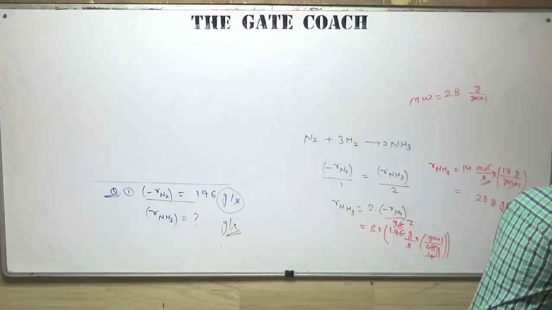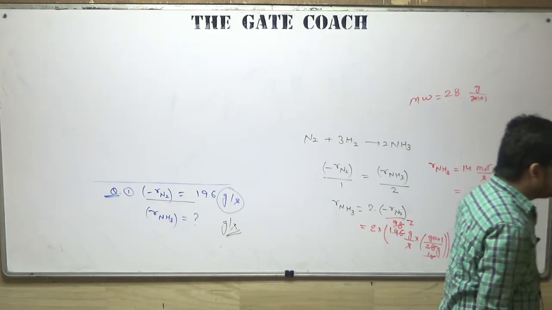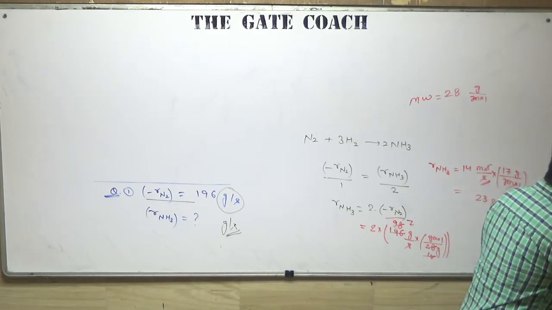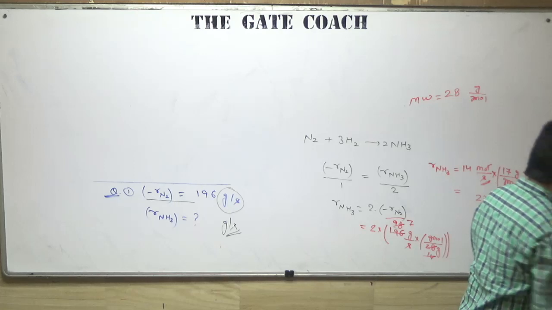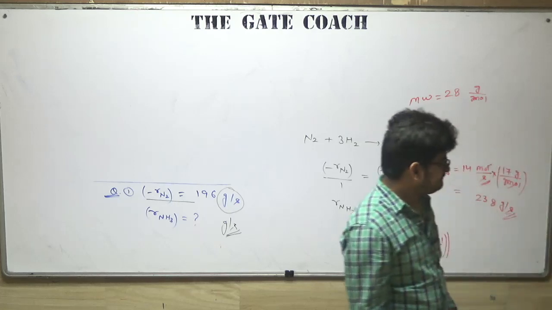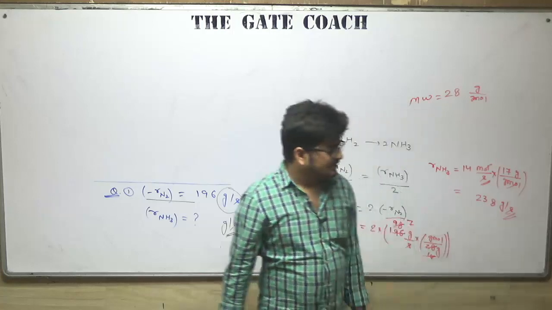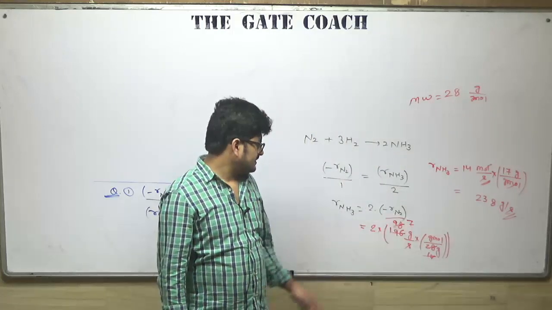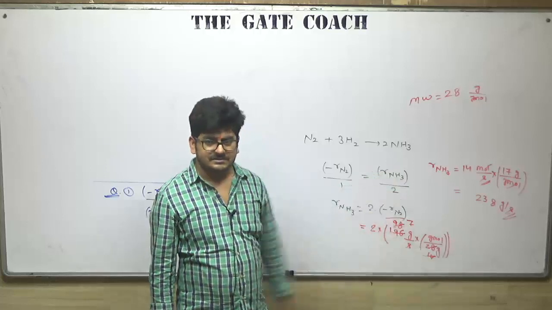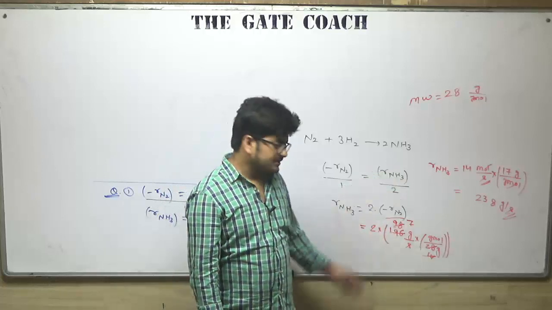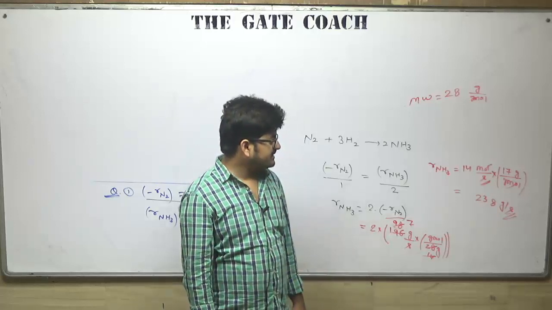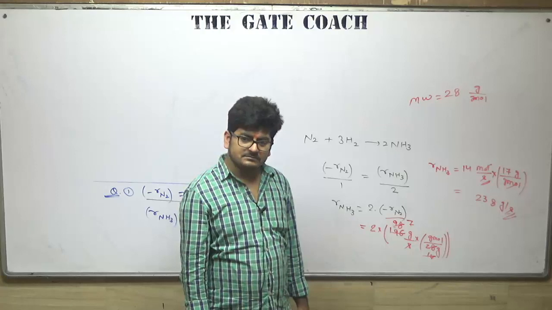That is not the correct answer. The correct answer is this. 17 is the molecular weight of ammonia.